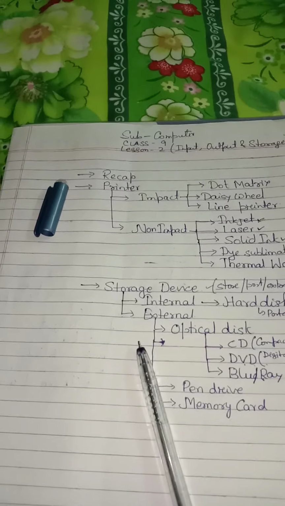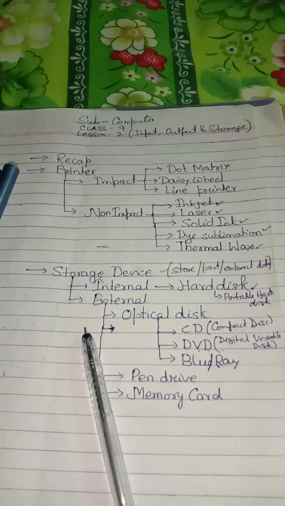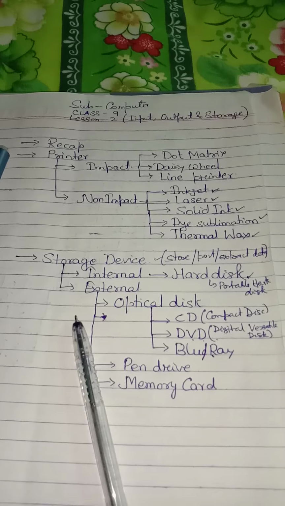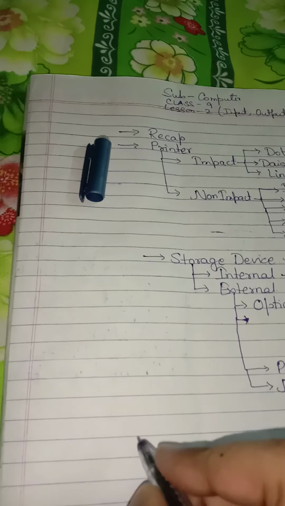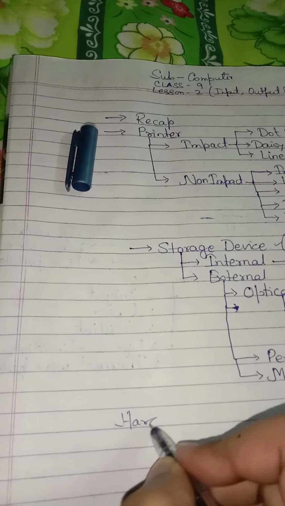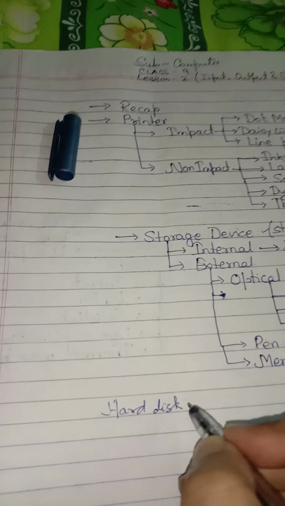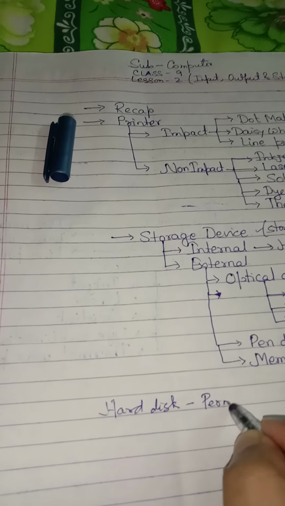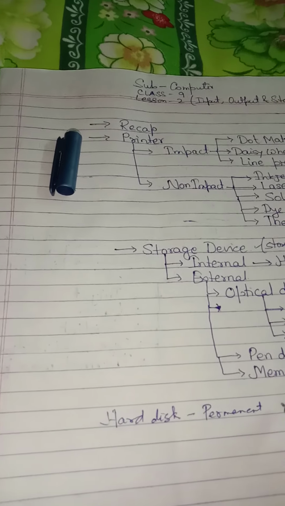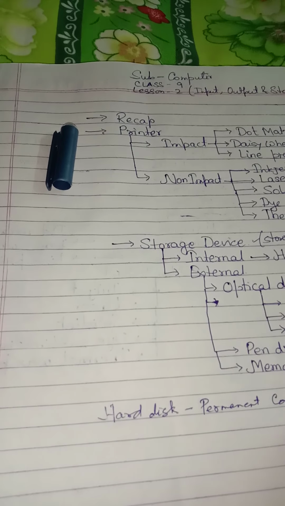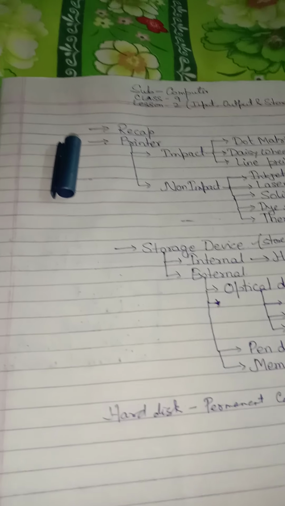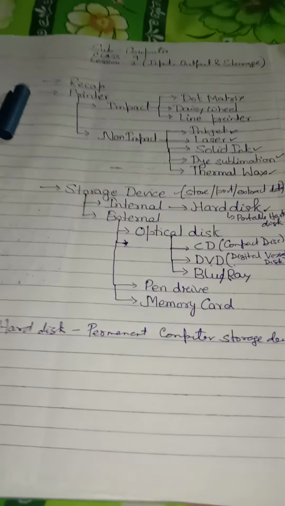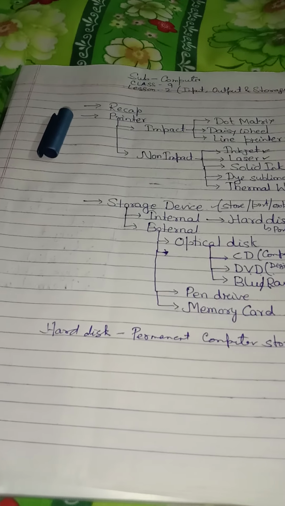So what is a hard disk? All of you must have seen the hard disk. The hard disk is a permanent computer data storage device. In the hard disk, the data is stored permanently.